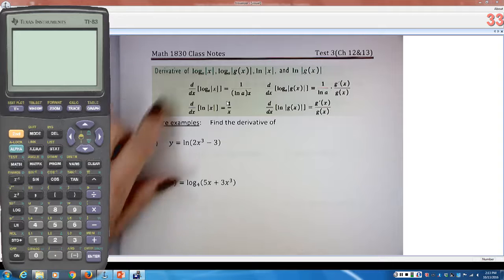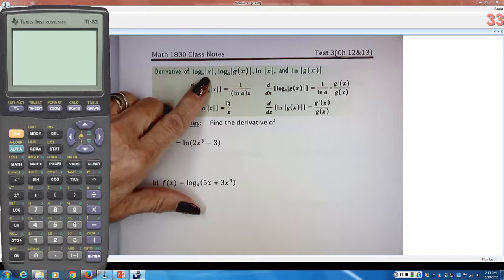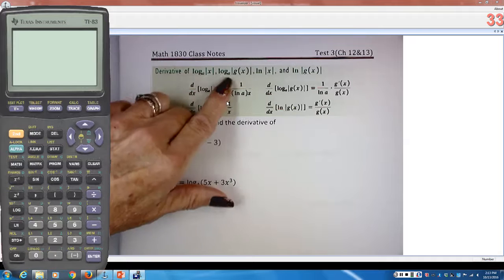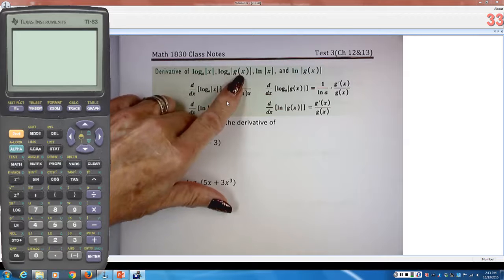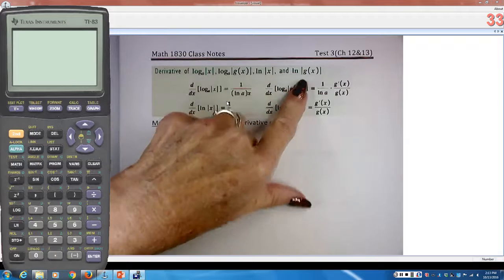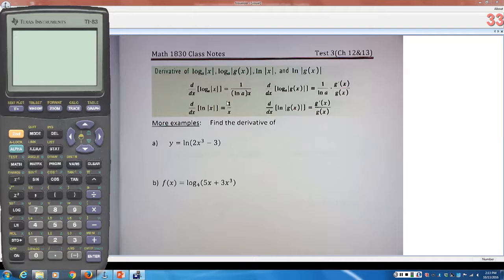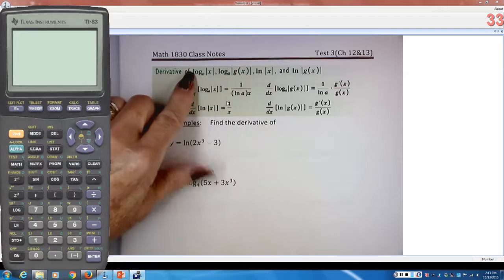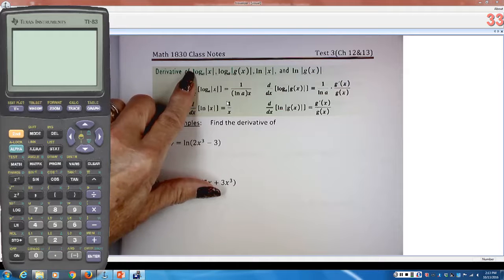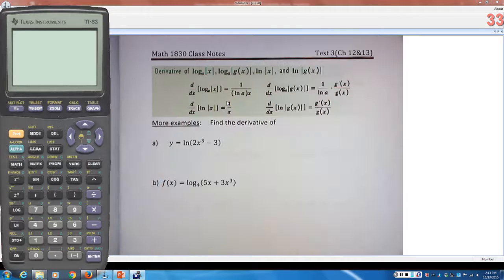You can also do logarithms of absolute value of x. You can do a logarithm of the absolute value of a function. You can do the natural log of the absolute value of x, or the natural log of an absolute value of the function. And just like before, the only thing that's going to be different is you're going to go ahead and take your derivative based on it being a log function. And then you're also going to take the derivative of whatever this function is and multiply that along with it by the chain rule problem.